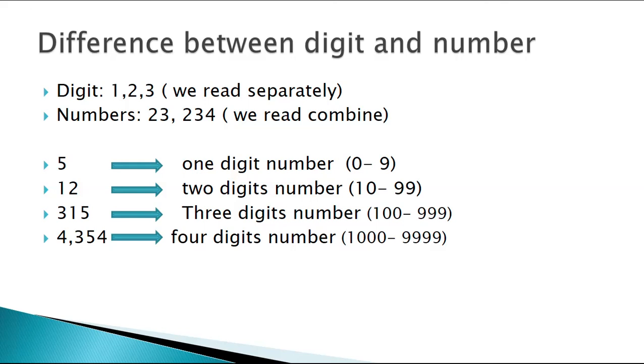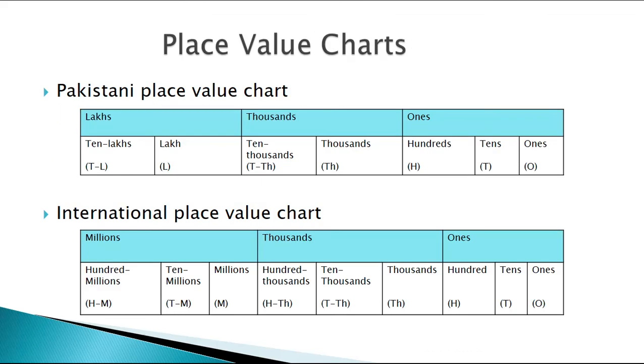315 is a three digit number, from 100 to 999. 100 is the smallest three digit number and 999 is the greatest three digit number. 4354 is a four digit number, from 1000 to 9999. 1000 is the smallest four digit number and 9999 is the greatest four digit number.